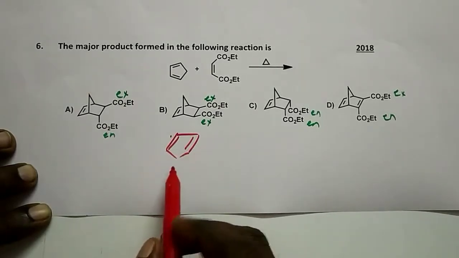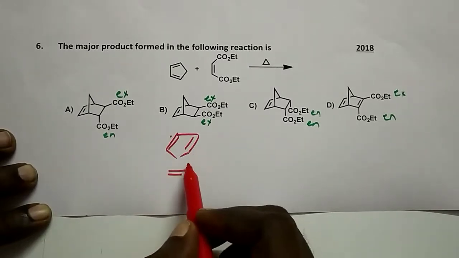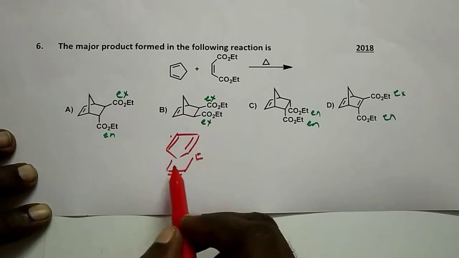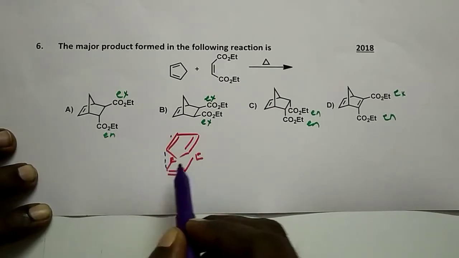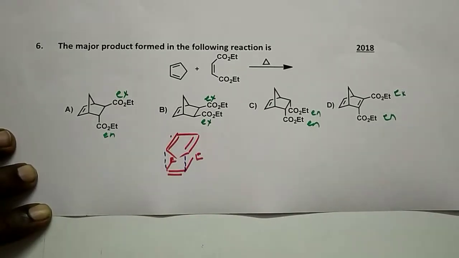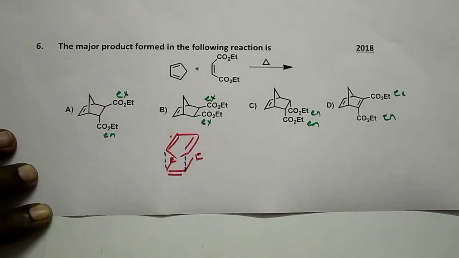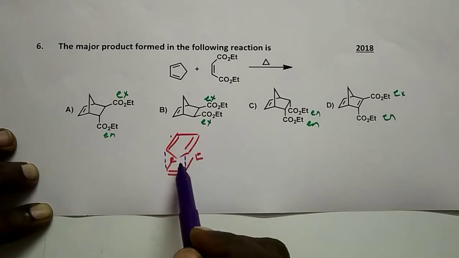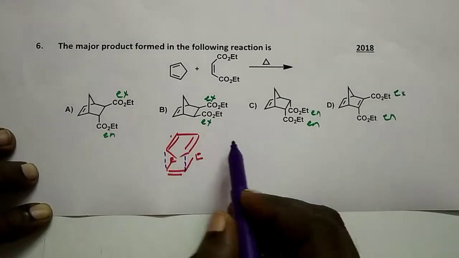If the diene is like that, it means the dienophile should be E, the same way it should be E. So the dienophile is within the book, exactly under this diene. That is why it is endo. The product will be like this.